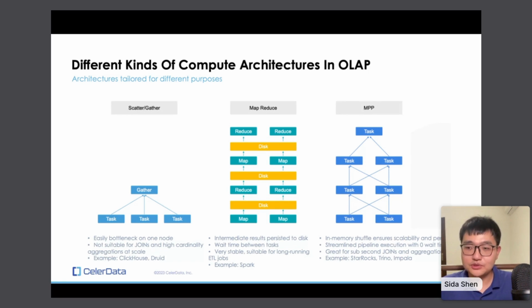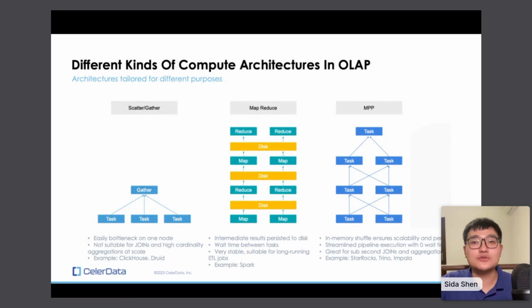So for those sub-second or second-level interactive joins and complicated multi-stage aggregation queries at scale, this is the architecture that is really great. And I think for most people this is probably the best kind of architecture if you're trying to run BI. Some examples are Trino, Impala, StarRocks. They are MPP.